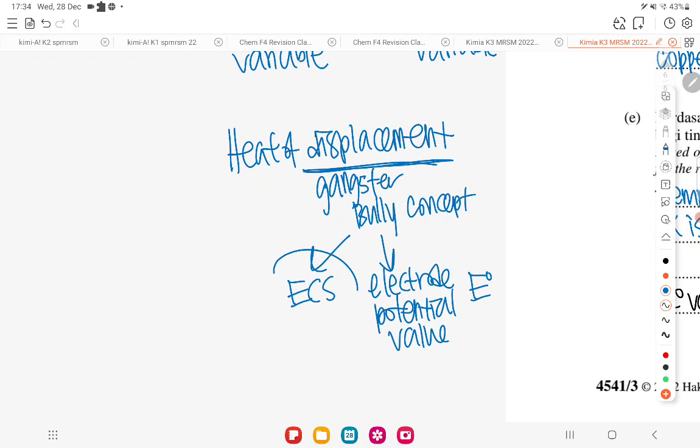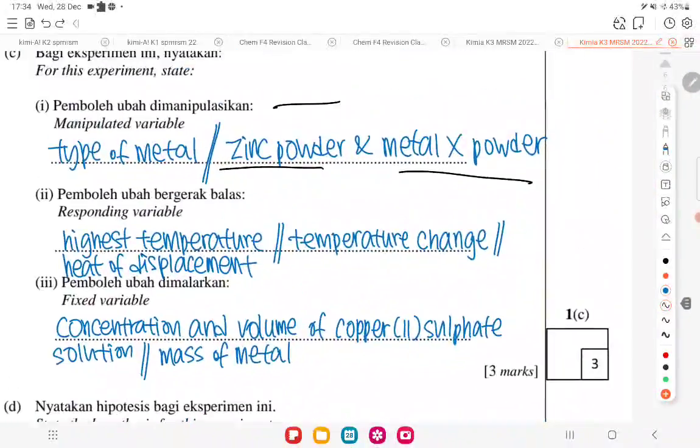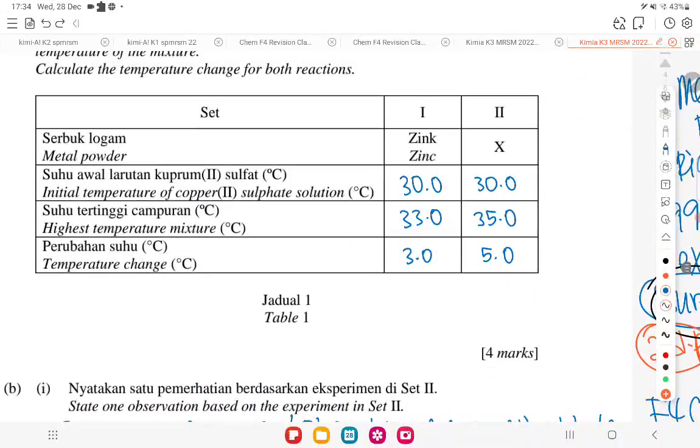If you want to use the ECS, what is the logic? Why is the temperature change for X higher than zinc? For X, the temperature change is 5.